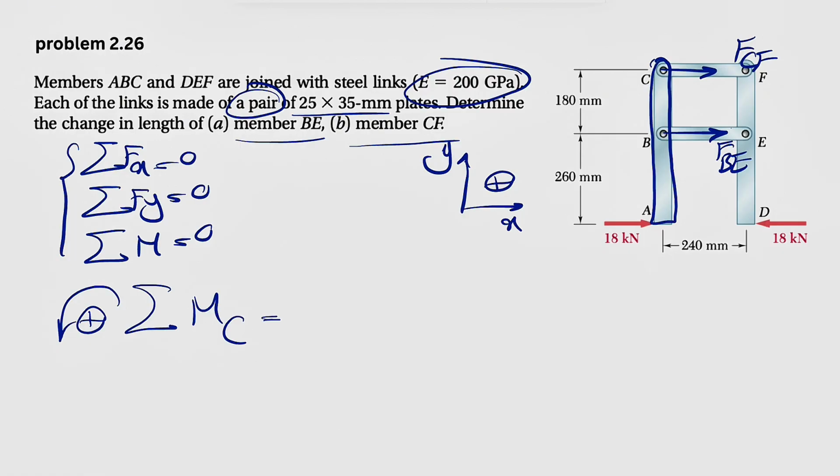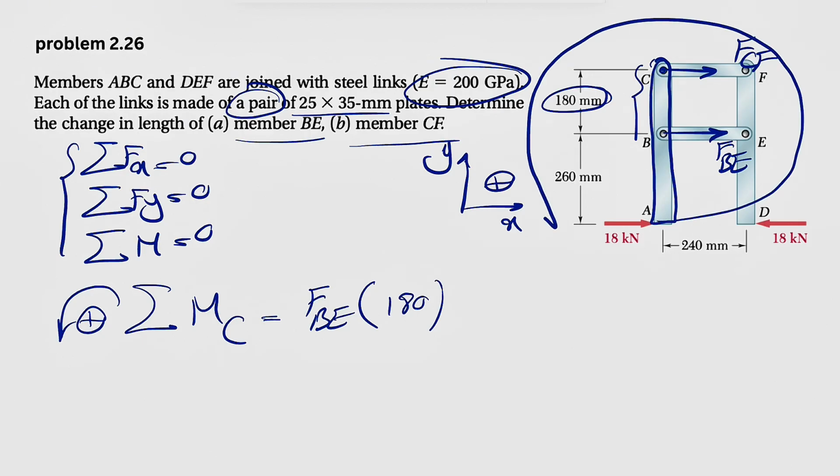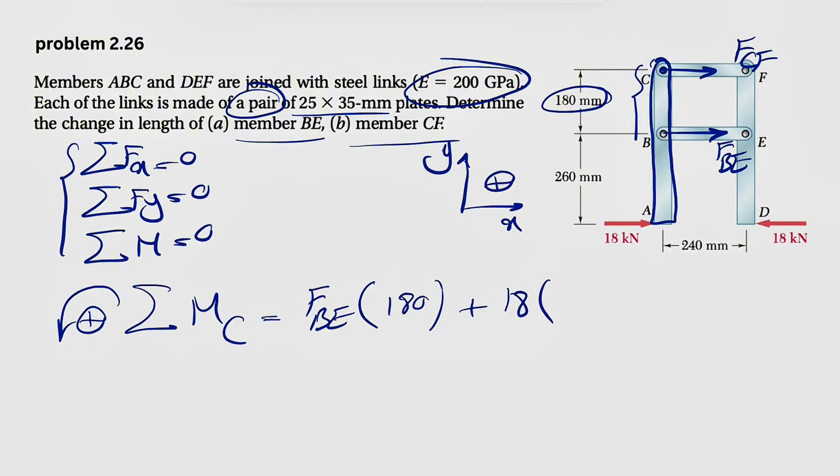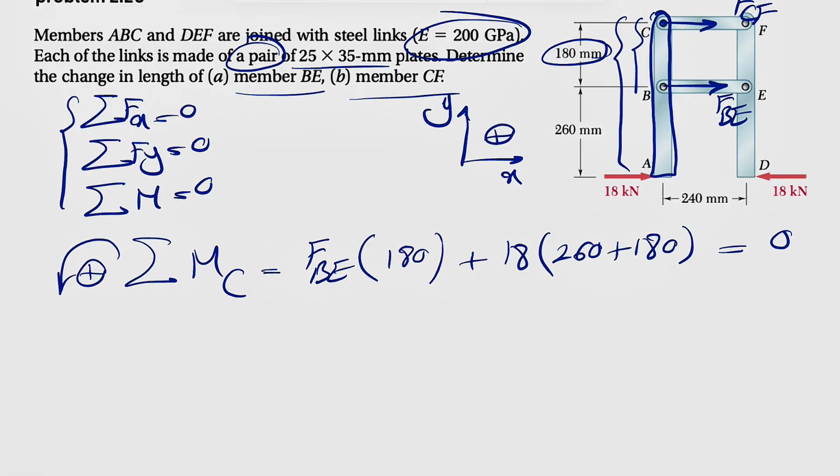And we should be able to figure out the FBE. So we can see the moment of FBE about C is in this direction, so counterclockwise positive. FBE, the vertical distance from C to the line of action would be 180 millimeter. I'm not going to do the unit conversion because it will be cancelled out. And also we have the moment of the 18 kilonewton force. That one's also counterclockwise, so positive. And for that, we're going to have this distance, which is 260 plus 18. And this will be equal to 0. And the reason I didn't do unit conversion is just you have to multiply each of these by 1,000 to get it in meter. But as I said, it won't make any difference in the equation.